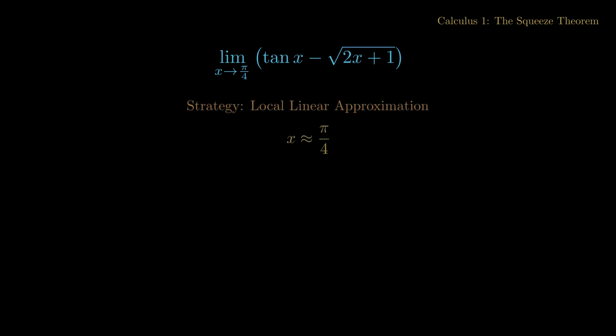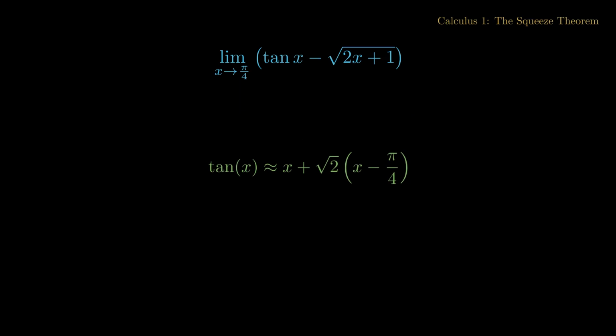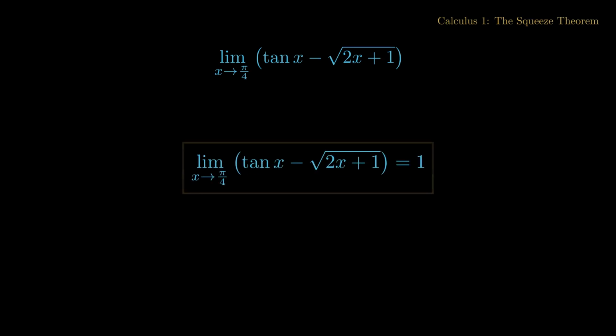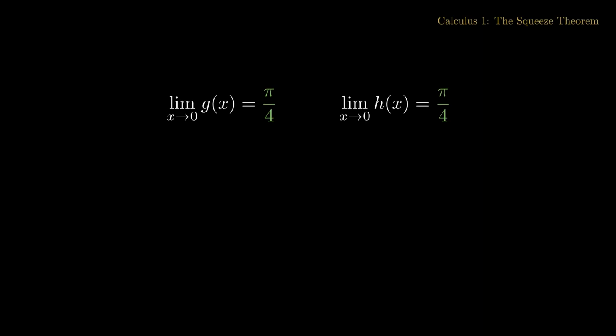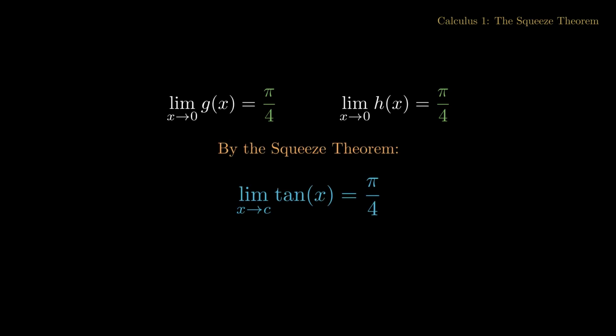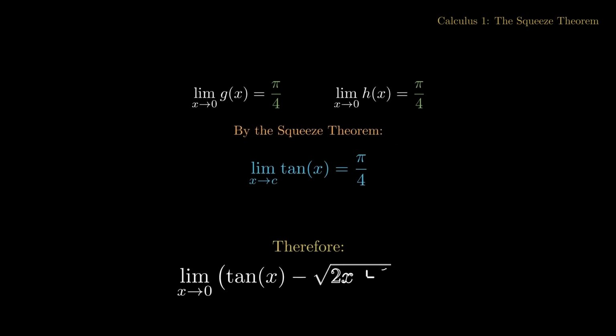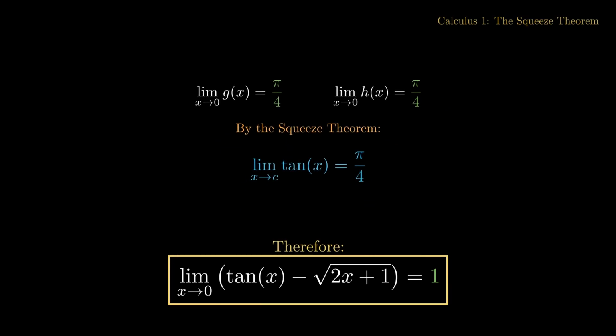Solution. Consider approximation near x equals pi divided by 4. Tangent x is close to x plus square root of 2 times x minus pi divided by 4. Tangent x minus square root of 2x plus 1 approaches 1. Let g of x equals x and h of x equals 3x. Note that x is less than or equal to tangent x, less than or equal to 3x. Both g of x and h of x limit to pi divided by 4. By the squeeze theorem, tangent x limits to pi divided by 4. Therefore, the limit of tangent x minus square root of 2x plus 1 is 1.